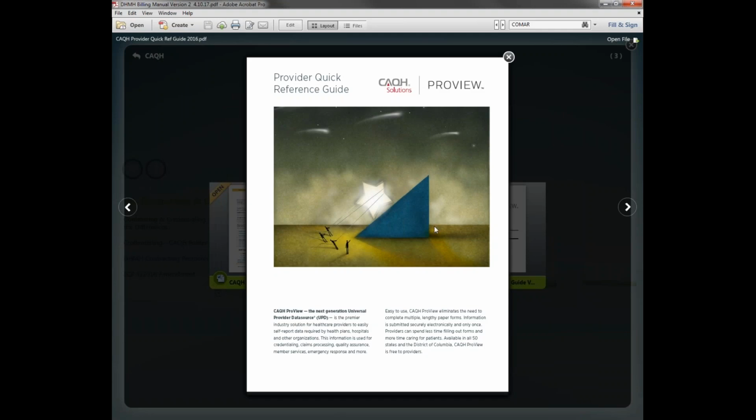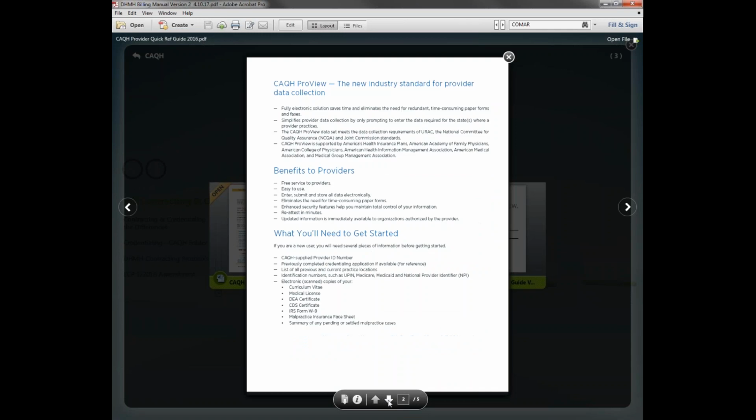Here we have a provider quick reference guide on CAQH ProView. Again, it's more information on the ProView, how to register, how to fill out the application, and what you'll need to get started, the different documents that are needed in the process: the provider resume, medical license, DEA certificate, CDS certificate, W-9, malpractice, and a summary of any pending or settled malpractice cases. So it really does go over what's needed for the CAQH ProView completion and the types of documents.